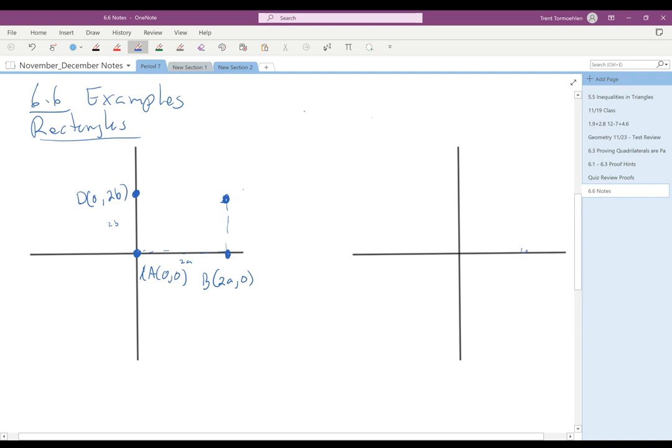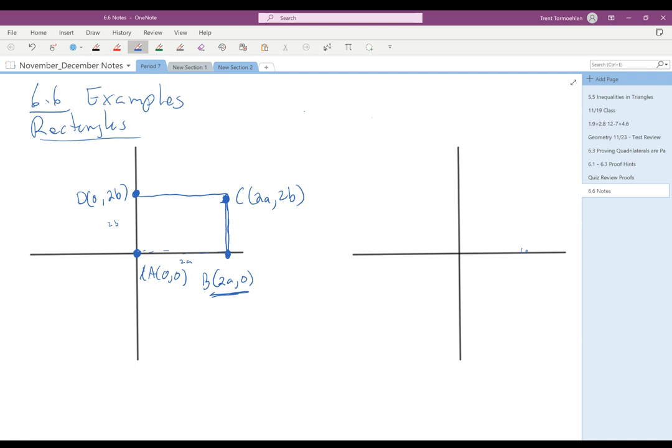And so its point is just simply going to be 2a for the x-coordinate because it's straight up from B. And then since it's straight over from D, it's going to be 2b in the y-coordinate. So these 4 points, (0, 0), (2a, 0), (2a, 2b), and (0, 2b) form a rectangle. And we know it forms a rectangle.